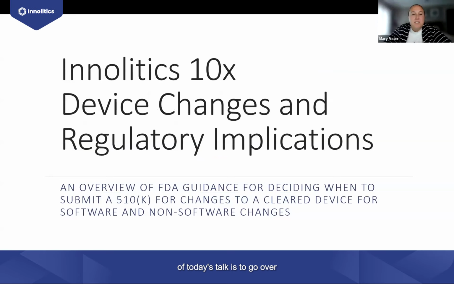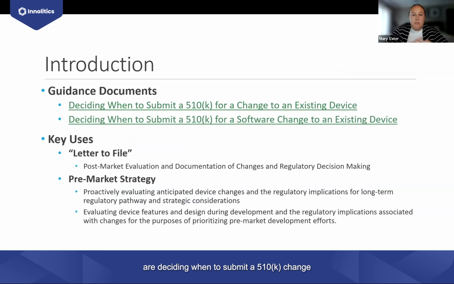Okay, so the purpose of today's talk is to go over device changes or planned changes and the regulatory implications associated with that and how you use the FDA guidance documents to help you make those decisions. So the two main guidance documents that we're going to be talking about are deciding when to submit a 510(k) change for a change to an existing device, and that's comprehensive of hardware and software devices.